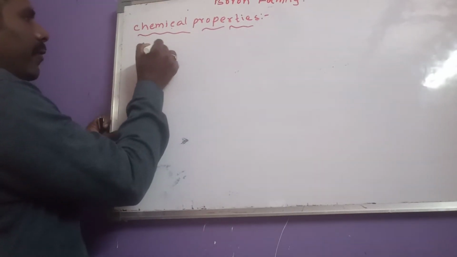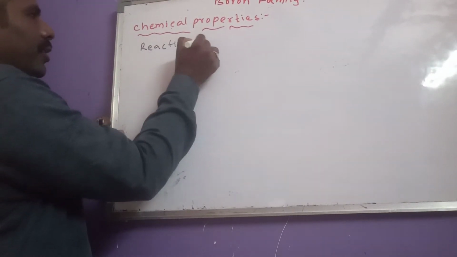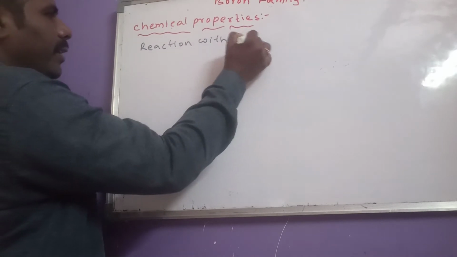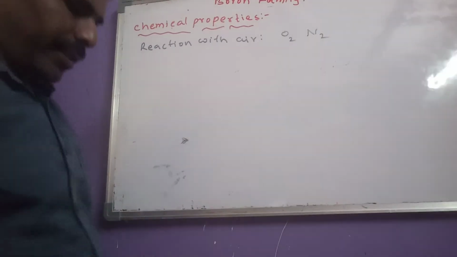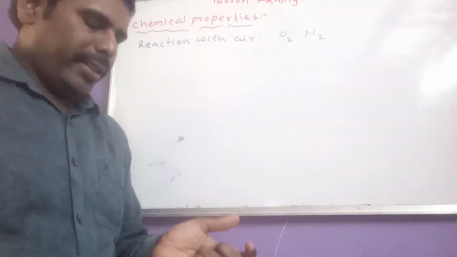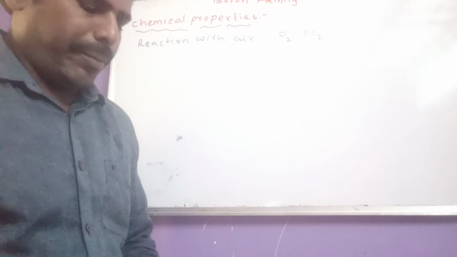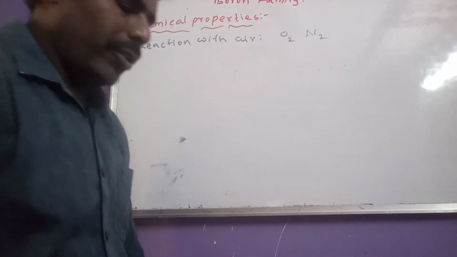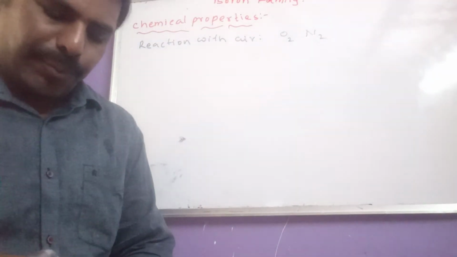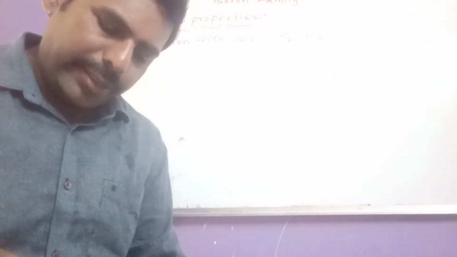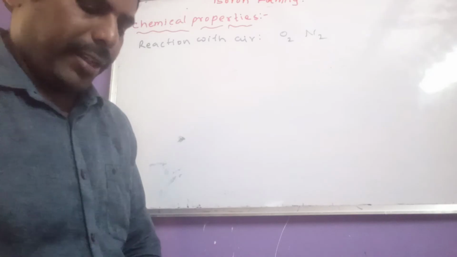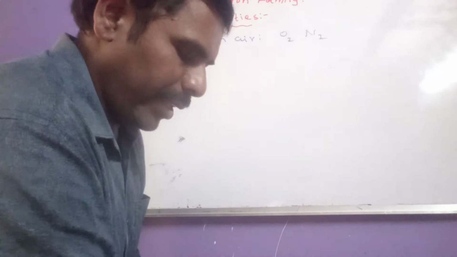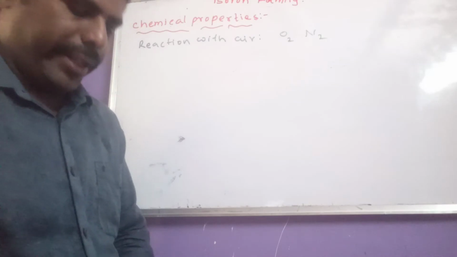First, reaction with air. In atmospheric air, the major components we know are oxygen and nitrogen. Now let us see what products are formed by the reaction of boron, aluminium, etc. with oxygen and nitrogen. First we have to learn one thing here.